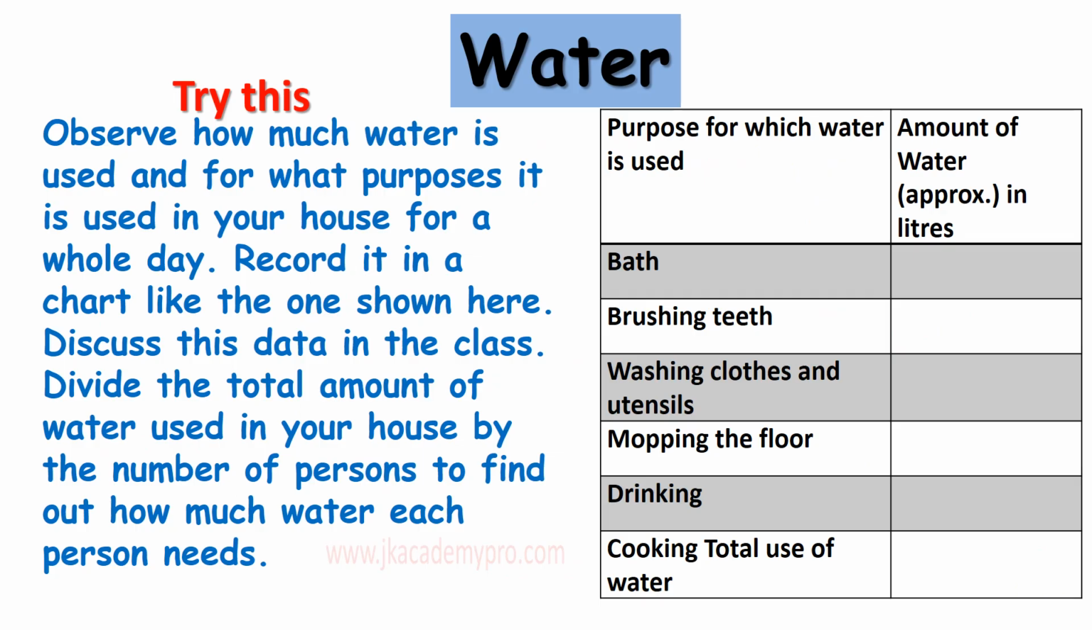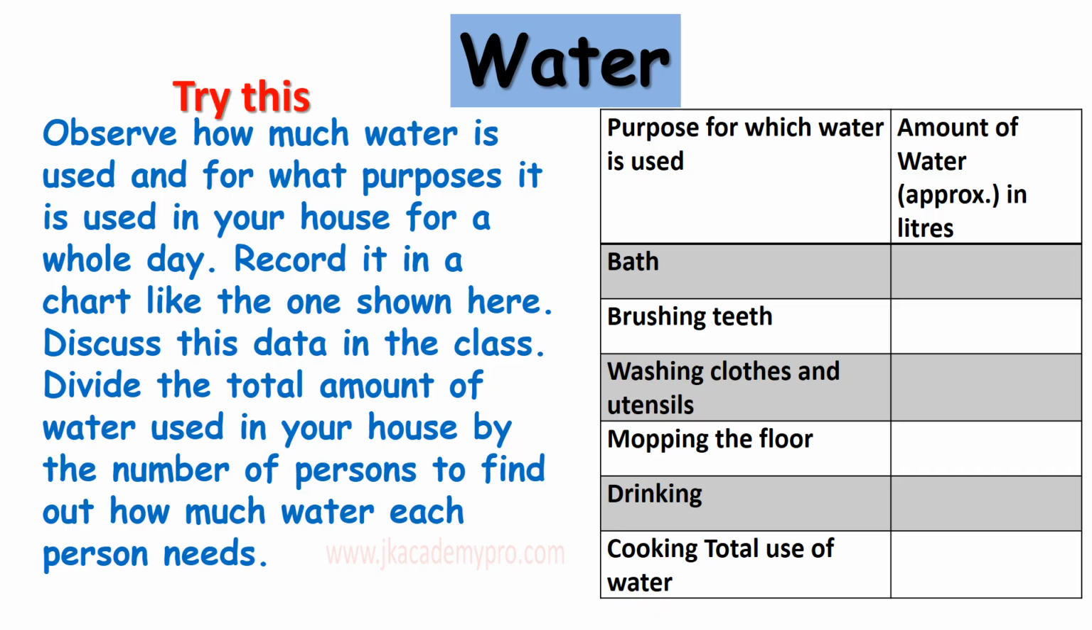Now let's learn about the next natural resource, that is water. Now here is an activity. Try this. Observe how much water is used and for what purpose it is used in your house for a whole day. Now record it, that is, write it down in a chart like the one shown here. Discuss this data in the class.